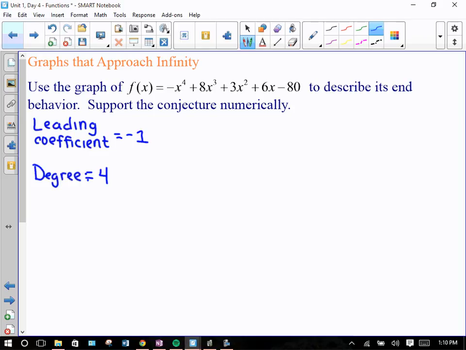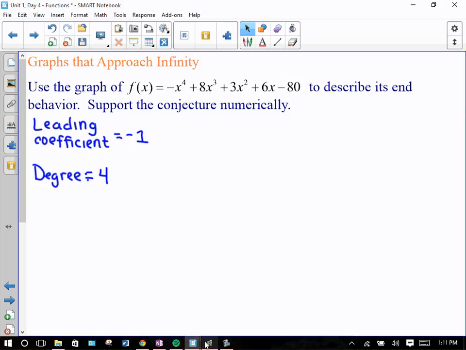Alright? So here's what I'm going to tell you. The end behavior for a polynomial function is all dependent on the leading coefficient and the degree. I'm going to need to double check some things. But first of all, we just look at this graph. And what I want you guys to get really good at is writing down what the end behavior is using limits.